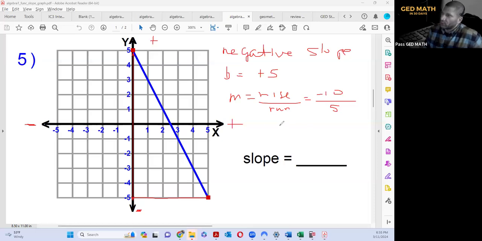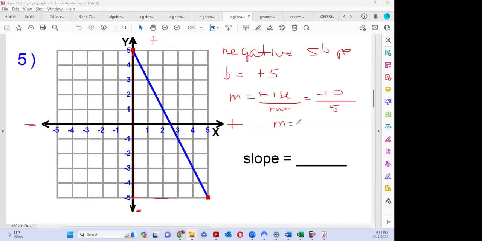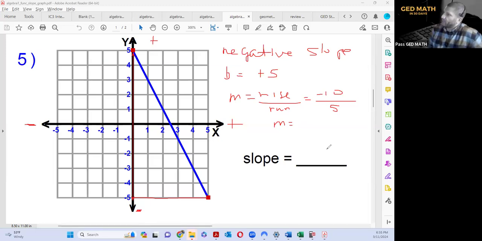We can reduce this to lowest terms. So our slope, what's -10/5 reduced to? What is -10/5 reduced to?